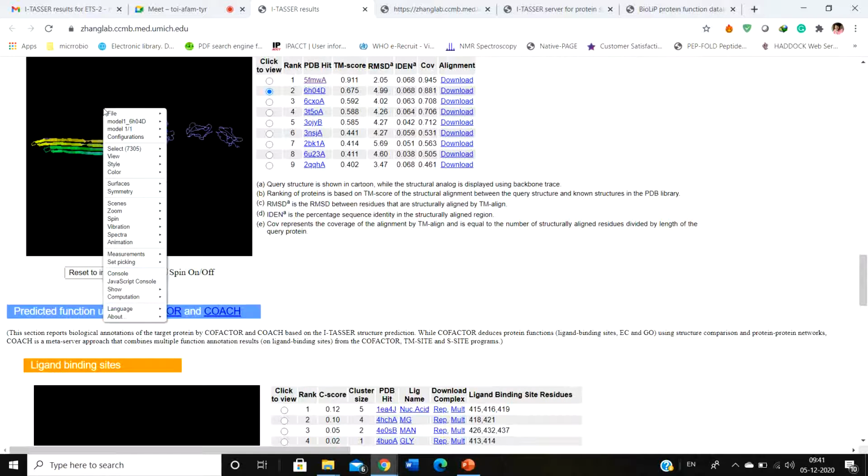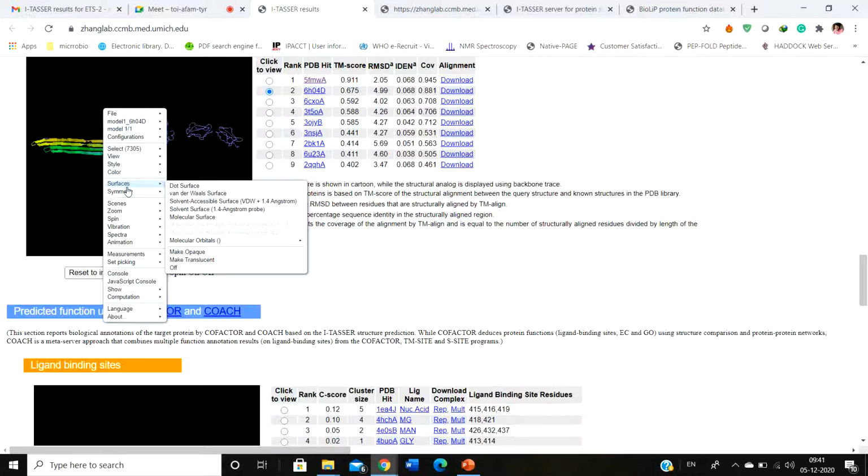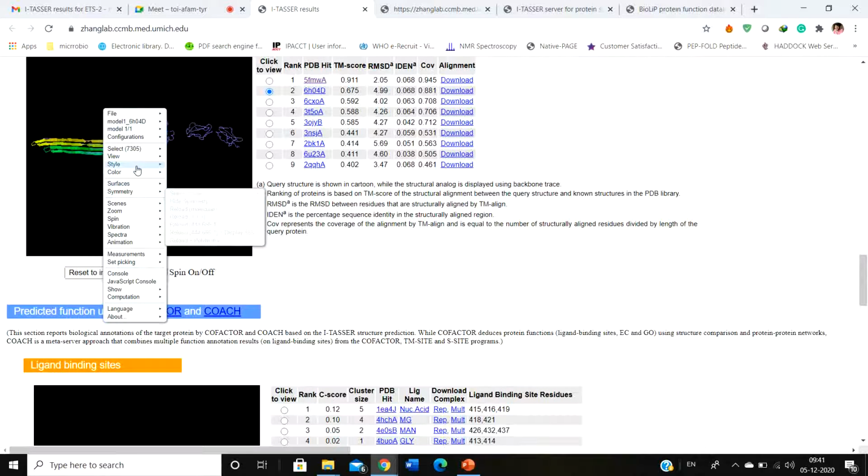And if you simply right click on this particular thing, you can change the surface, symmetry, color, the style, all of these things that I have taught you in PyMol. It's all here. You can perform the same thing, but obviously it is much slower because it's a server based thing.